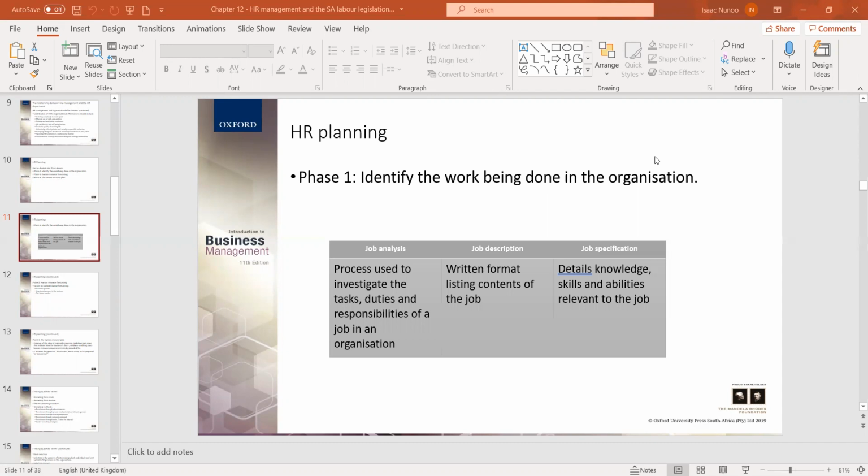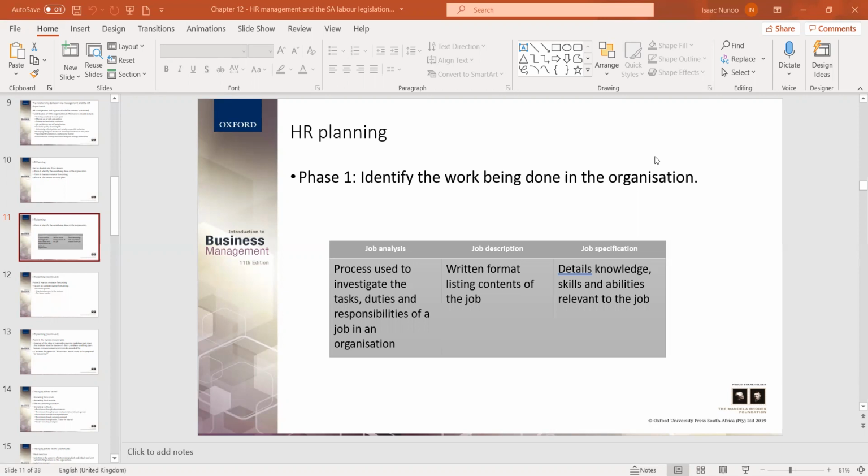Now, basically, certain questions: what is the employee responsible for? What tasks are performed? What decisions are made? What information is needed to enable the work to be done? Under which conditions should the job be done? Once you are able to find answers to all these questions, it means you are analyzing the job to investigate the tasks, duties, and responsibilities of a particular position somebody should occupy.